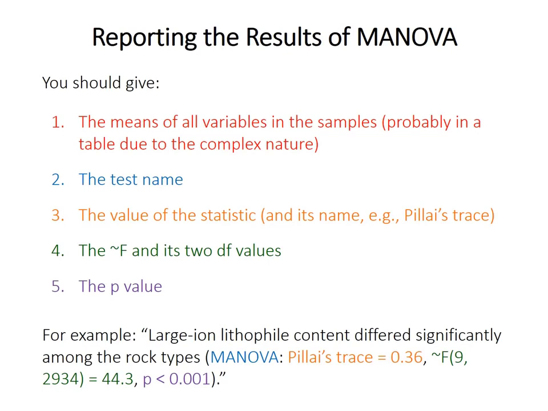So when reporting the results, you should give the means of all the variables in all the samples, and this will likely be a table because it's fairly complicated. If you only have two variables, you could make a scatter plot with the samples color-coded or using different symbols, perhaps. But if you have more than two, it's very difficult to graphically show these. You should give the test name, of course, report you did MANOVA, the value of the statistic, make sure you list whether you used Pillai's trace or Wilks's lambda or whatever, give the approximate F value and its two degrees of freedom, and the p-value for the test. So the example at the bottom shows how you might report these test statistics.